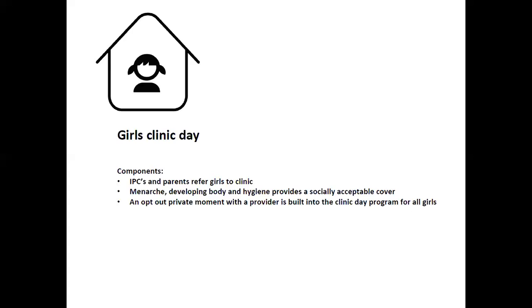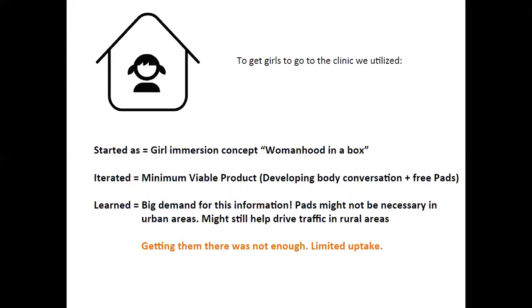ASRH. So this concept started as a whole different concept. It started as the womanhood in the box concept. The concept of womanhood in the box was having a box full of items that will help this girl from girlhood to womanhood. And this box will contain things like pads, information on body changes, information on menarche in general, information on financial independence, information on income generating activities, and other cool stuff like makeup, lipstick, and all that.